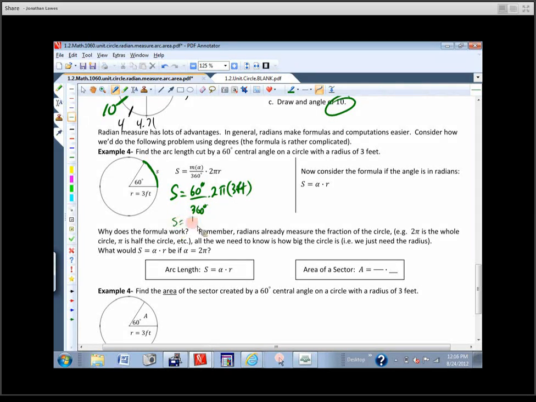So basically what we're doing on this problem is we're figuring out what fraction of the circle we have. So this would be 1/6 of 2 pi times 3. Well, I can cancel the 2 and the 3 with the 6, so the answer is pi feet.